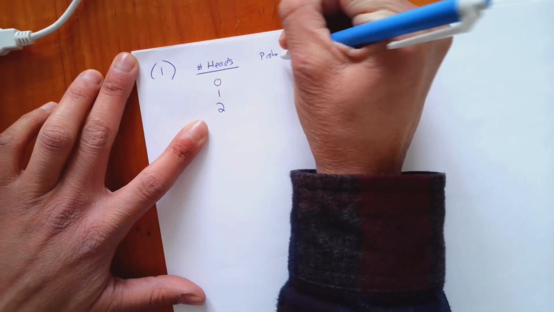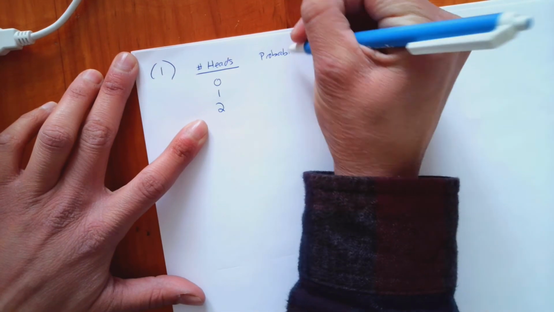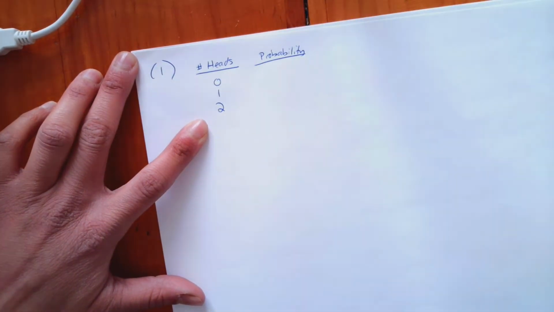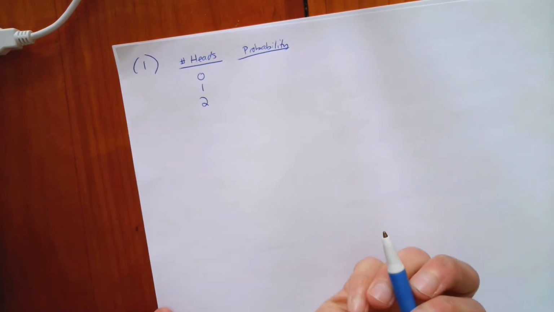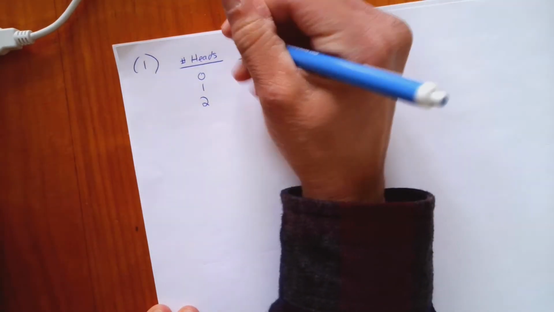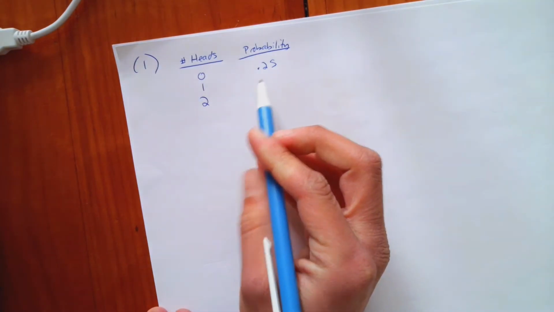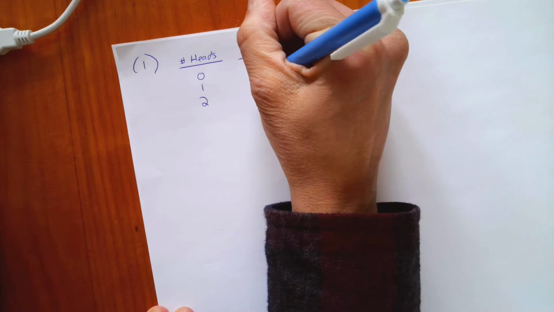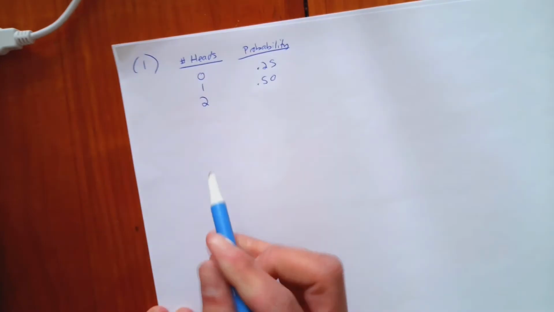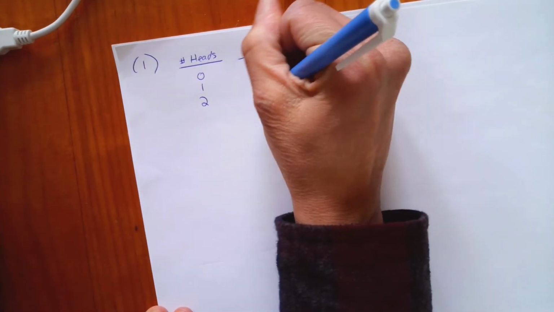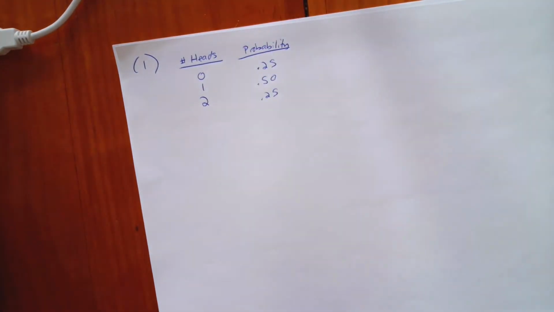The second component of the probability distribution, of course, is the probability. As you'll remember, if you flip 2 coins, there's a 25% chance that you're going to get tails for both coins, so 0 heads. There's a 50% chance that you're going to get 1 head, so one of the coins you flip is going to come up heads, the other one will come up tails. And there's a 25% chance that you're going to get 2 heads, so both of the coins you flip are going to come up heads.